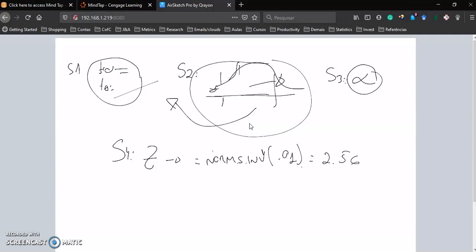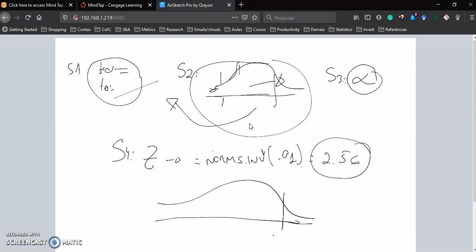And then step number 5, so you have a z critical. This is a z critical. So if you draw the distribution, you can draw this is the critical point of rejection. This is the rejection region.